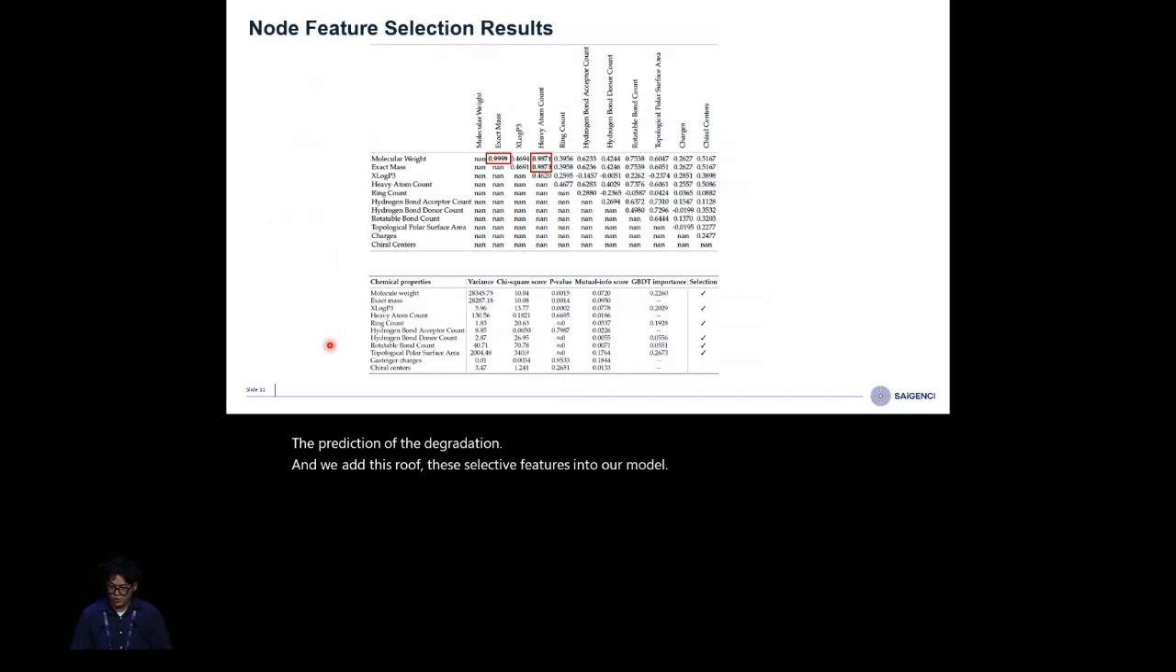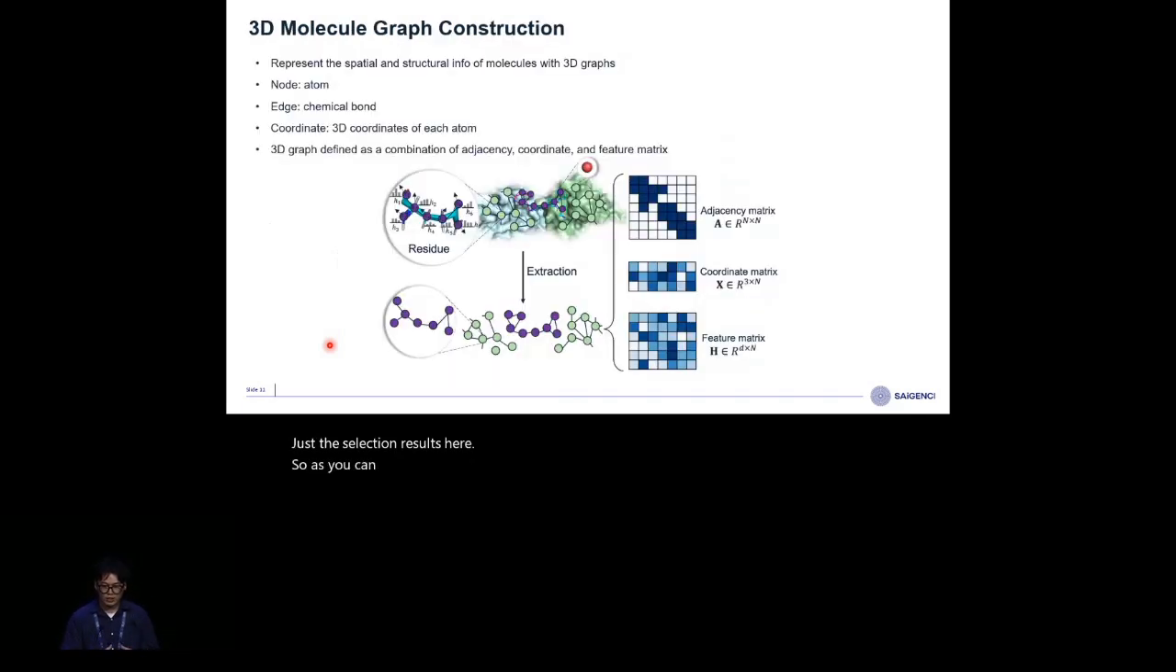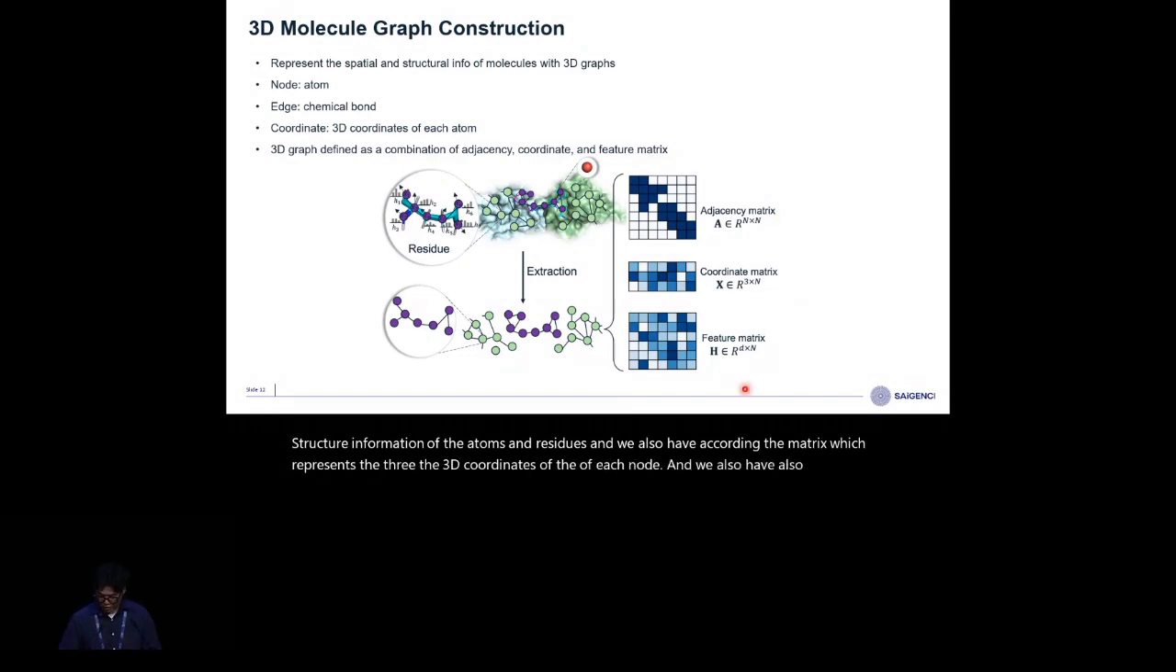So as you can see, for each ternary complex, we will have an adjacency matrix, which indicates the structure information of the atoms and residues. And we also have a coordinate matrix, which represents the 3D coordinates of each node. And we also have a feature matrix, which is the selected features. All right, so we input these three matrices into our model.